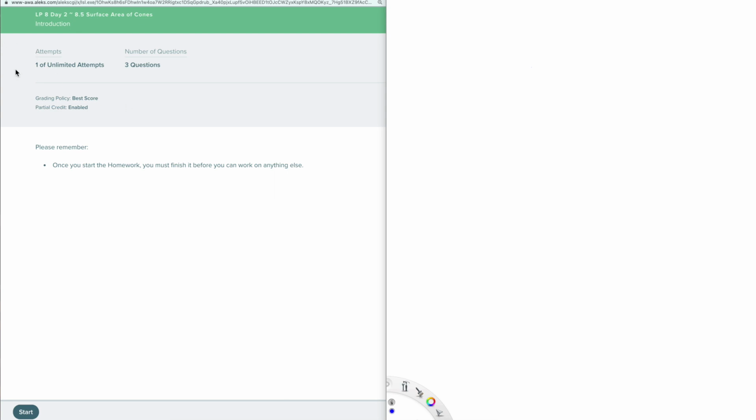The second thing is the number of attempts. You always have unlimited attempts, meaning that you can come in and try your homework, tests, and quizzes as many times as you would like. Number of questions just tells you how many questions are in this particular assignment. Grading policy is best score, so whichever score is the best one is the one you get to keep.